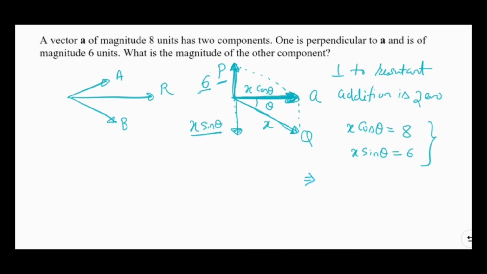Let's use the trigonometric identity, square and add these. So I will get x square as 8 square plus 6 square, which is nothing but 10 square. So x equals 10. This should be the final answer.